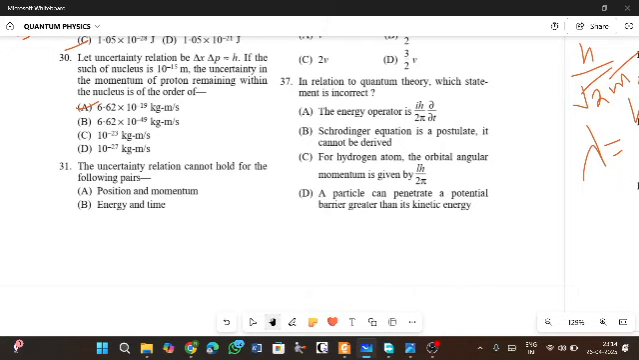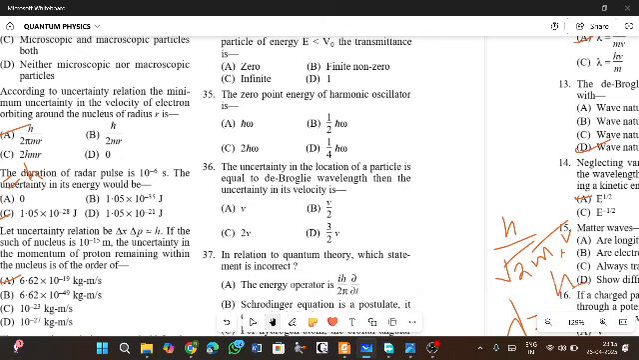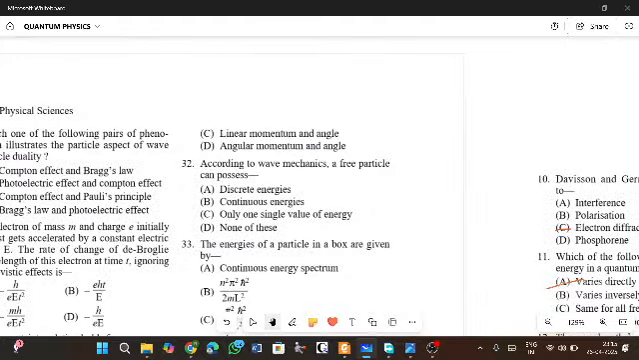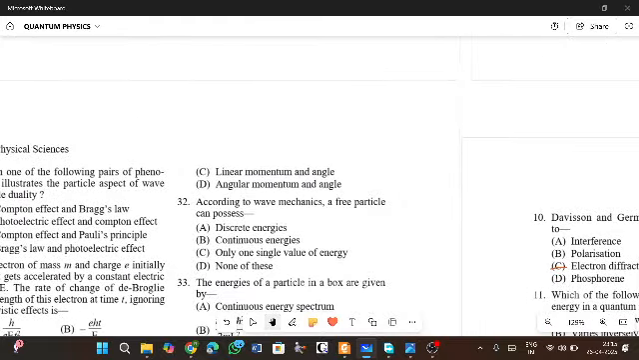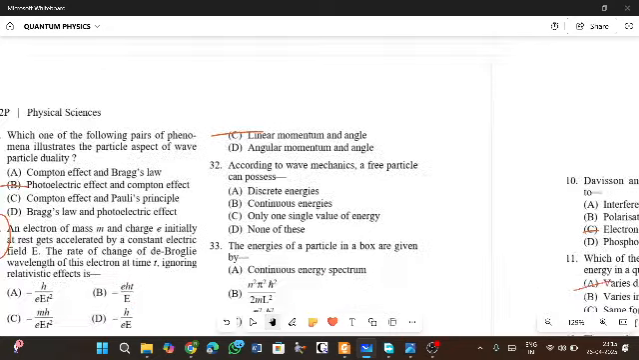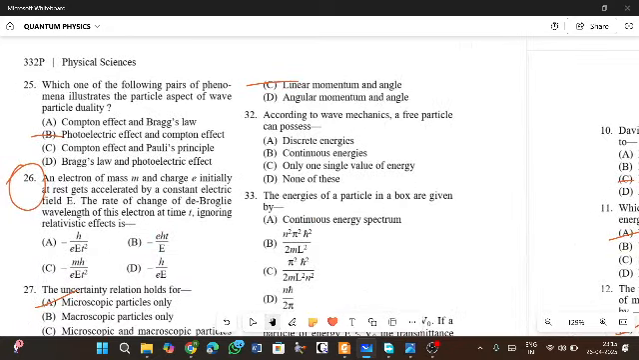The uncertainty relation cannot hold for the following pairs. For position and momentum we can write it. For energy and time we can write it. For angular momentum and angle we can write it. We are not able to write it for linear and angular momentum and angle. According to wave mechanics, a free particle possesses continuous energy. It possesses only kinetic energy. It doesn't have any potential.